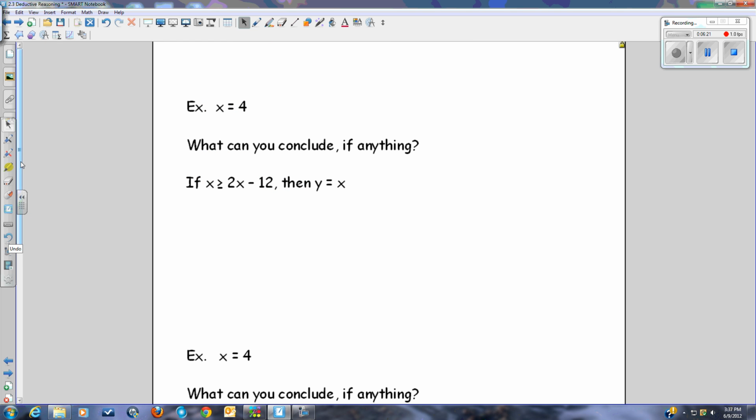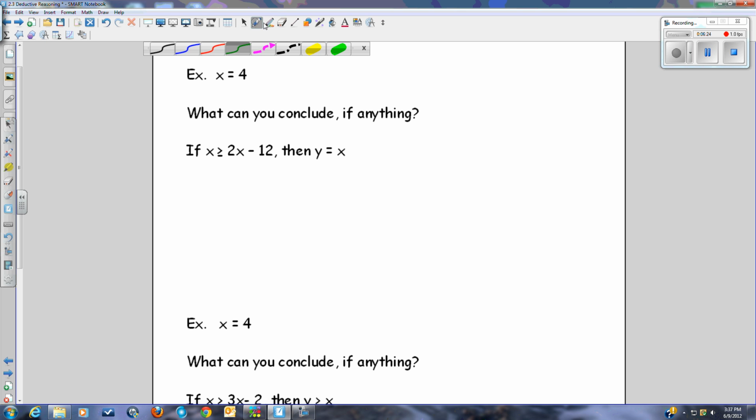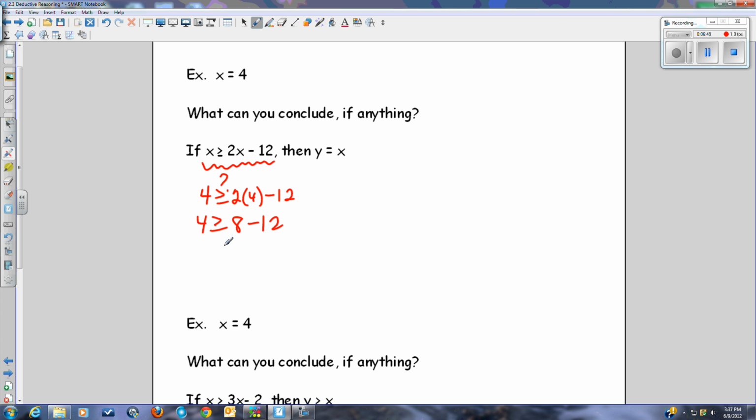For example, you're given that x equals 4, and you're asked what can you conclude if anything. So you're given this statement, if x is greater than or equal to 2x minus 12, then y equals x. So let's see if this first part is true. If we plug in 4, is 4 greater than or equal to 2 times 4 minus 12? Well, 4 is greater than or equal to 8 minus 12. 8 minus 12 is negative 4. Is 4 greater than or equal to negative 4? Yes.